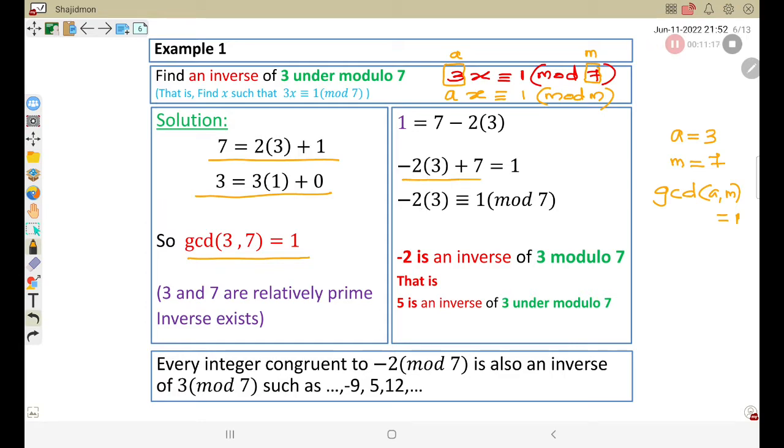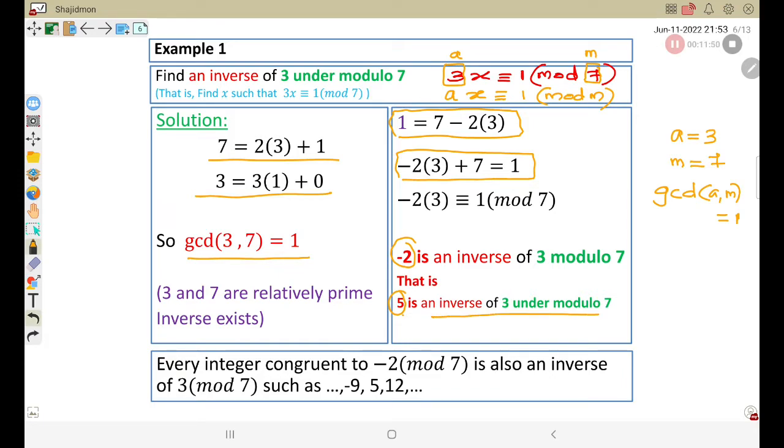After that we write the linear combination as we discussed in the last section. From the linear combination we find the solution, the inverse: minus 2 is the inverse of 3 modulo 7, or 5 is the inverse of 3 under modulo 7. Okay, so this is the way we write the linear combination. After that we find the inverse of a under modulo 7. So this is the idea here. So 5 is the inverse of 3 under modulo 7.